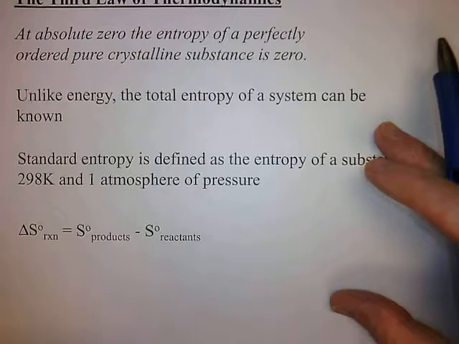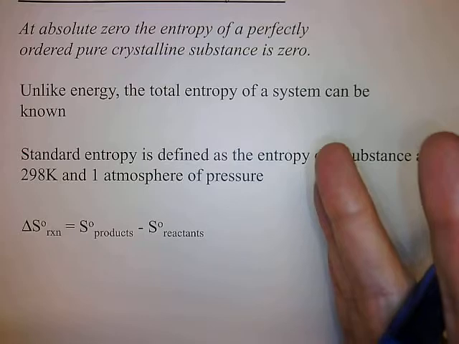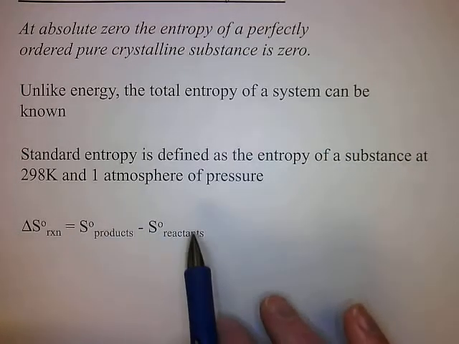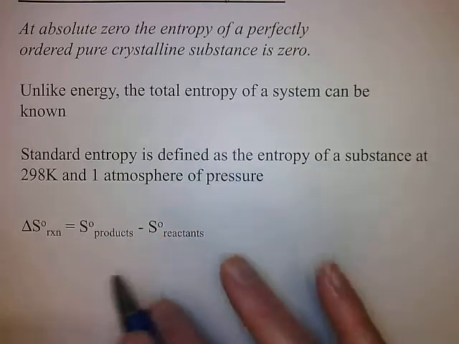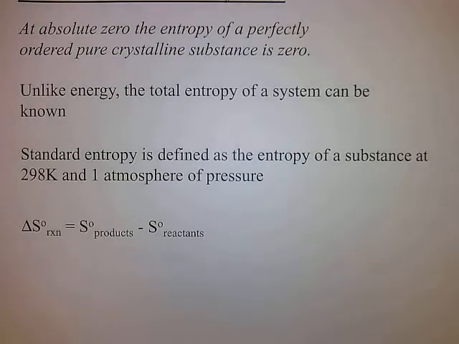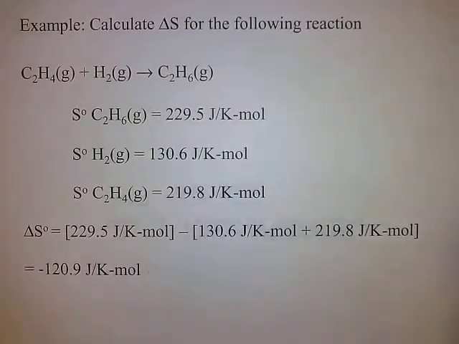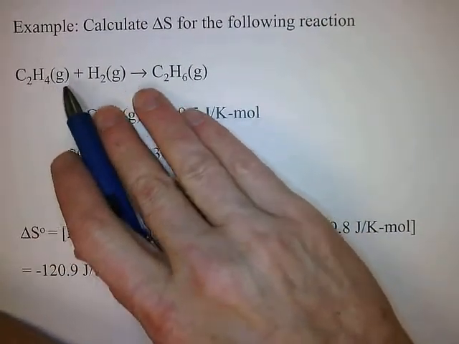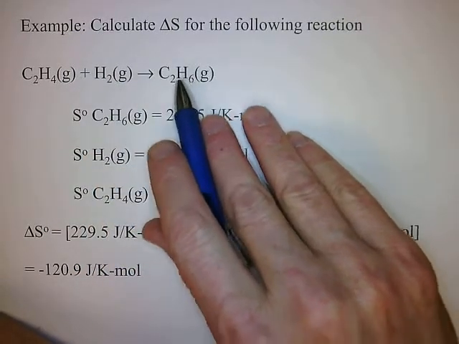And like I said previously, anytime you measure a change, it's always final minus initial or products minus reactants, right? So we can look up entropy values and then calculate the entropy change for a reaction, right? So that's what we're going to do in this next example. So we're going to react ethylene, which is C2H4, with hydrogen to form ethane, which is C2H6.